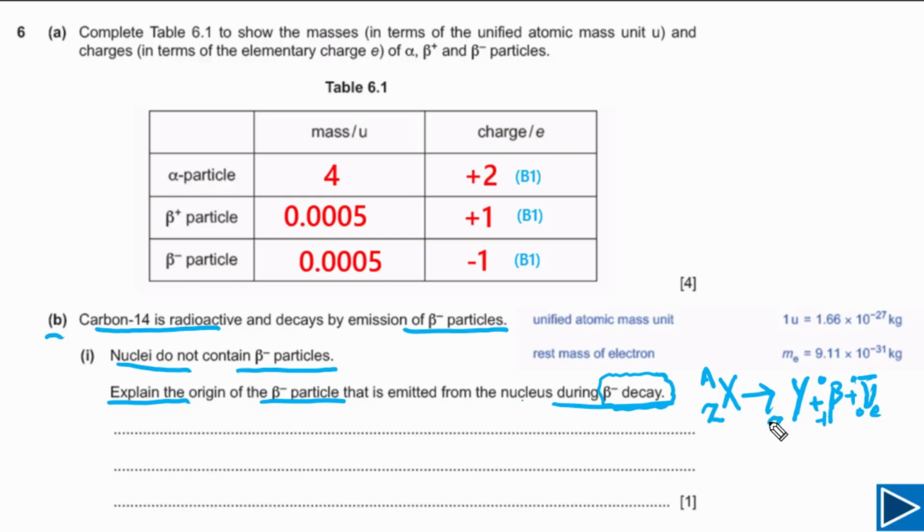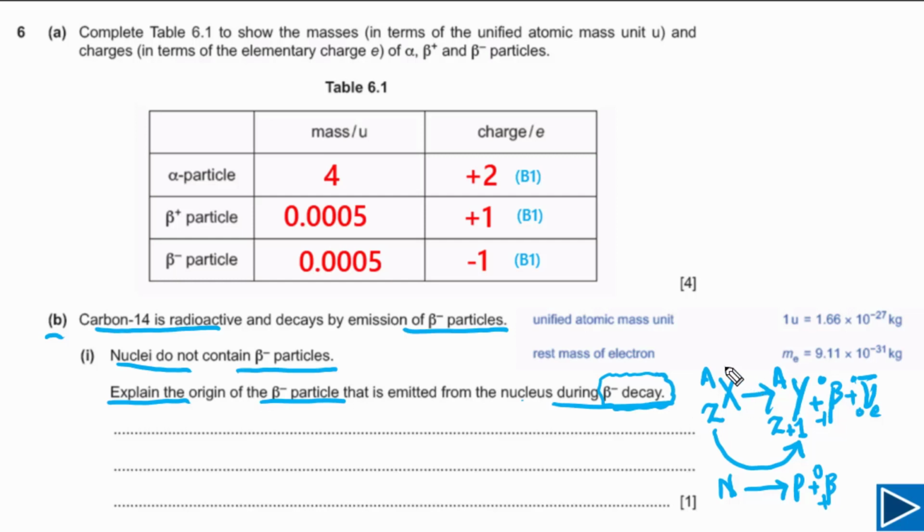So the atomic number of this new nucleus has to be Z plus 1, and its mass number will stay the same. Now if you look at this one, you can see the proton number increases by 1. So it simply means that one neutron becomes a proton, and there is also one beta minus particle, or simply you can say this is an electron. So that's the reason one neutron changes to a proton and also emits one electron.